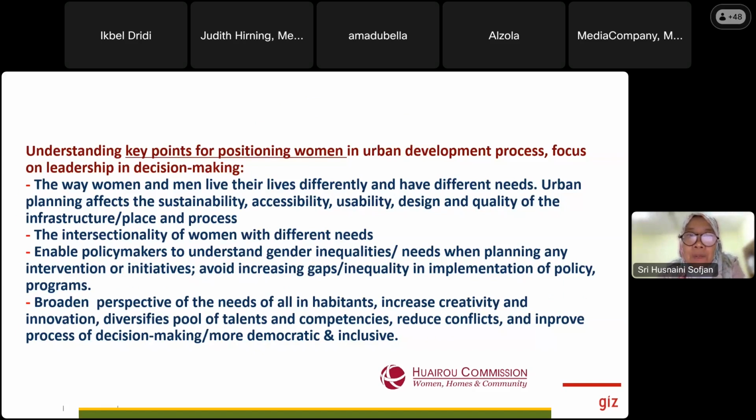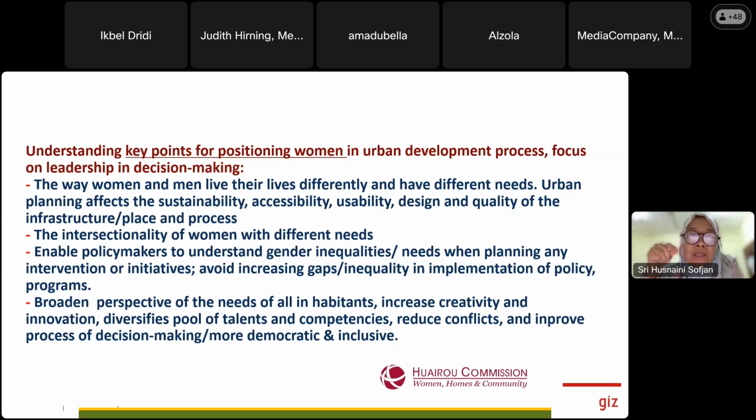So urban planning affects the sustainability, accessibility, usability, design, and quality of infrastructure, place, and process, and in the end can affect the quality of life that women and men experience, and particularly women, when the gender lens is not consciously used in the urban development process.